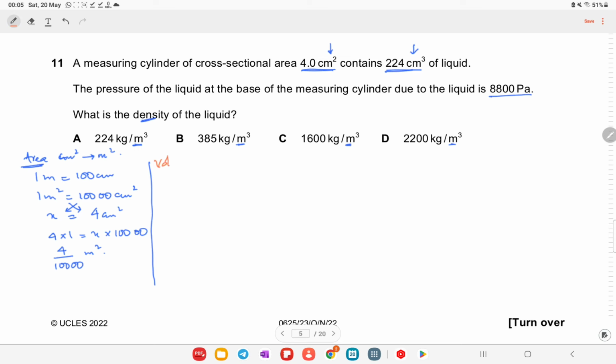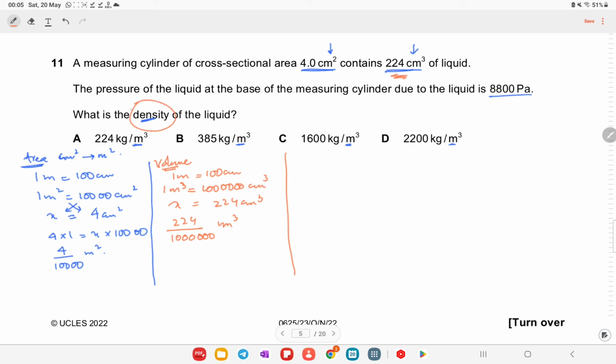Now we have to convert the volume as well. For volume again, 1 meter equals 100 centimeter, and cubing on both sides this time, 1 meter cubed equals 100 cubed, where 2 zeros becomes 6 zeros, centimeter cubed. Now we will use this value: 224 centimeter cubed equals x. So this is going to be 224 divided by 1 followed by 6 zeros, meter cubed. So this is the volume.